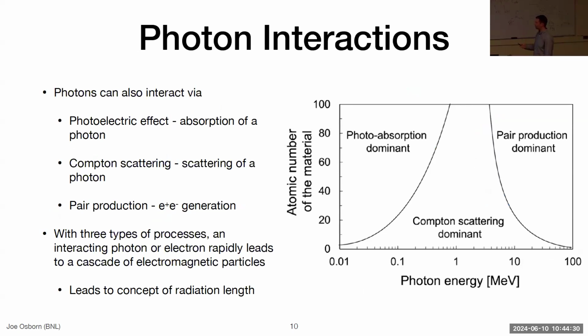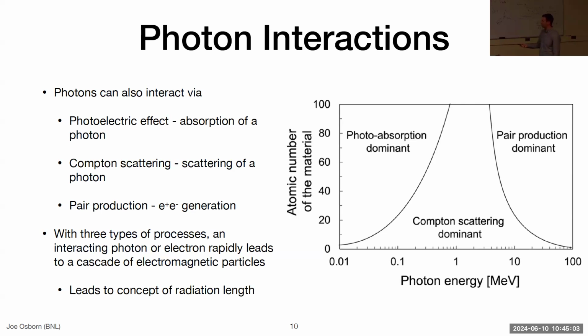So for photons, they can interact via three methods with our material. Three interactions: photoelectric effect, which is the absorption of a photon; Compton scattering, which is the scattering of a photon; and then pair production, which is where a photon splits into an e+ e- pair. So when you think about these three processes, what happens is that an interacting photon or electron rapidly leads to a cascade of electromagnetic particles, which gives us the concept of a radiation length.